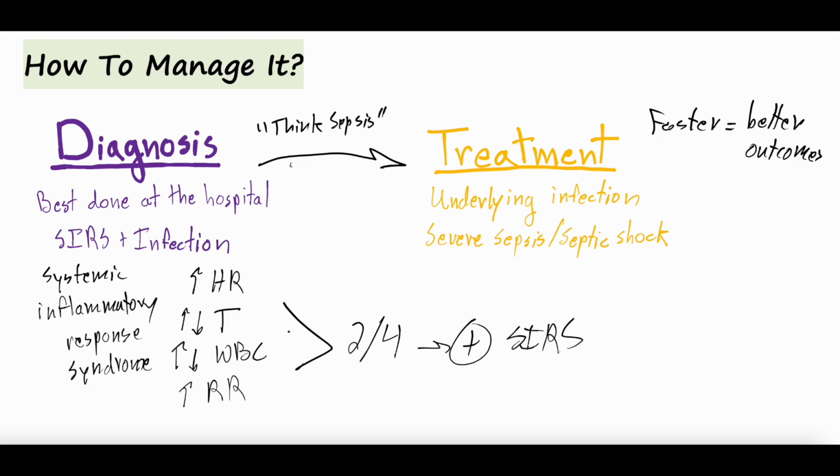If I ran halfway around my yard or something, I'd probably have a high heart rate and a high respiratory rate. That's 2 of 4 of these, but I certainly am not septic, right? Because the other part of this is you have to have an infection.